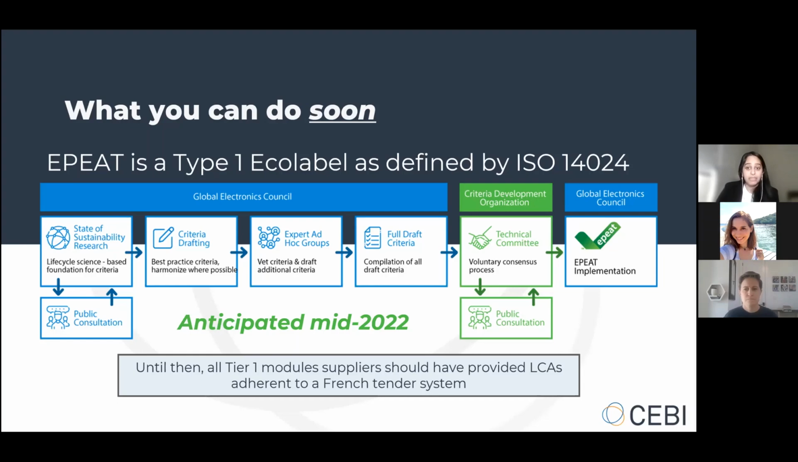In the meantime, French and South Korean programs already favor low-carbon solar PV in public procurement, and the EU is working to add embodied carbon disclosure into its green public procurement system. So all Tier 1 solar module suppliers have already developed documentation adherent to a French tender system that you can request.